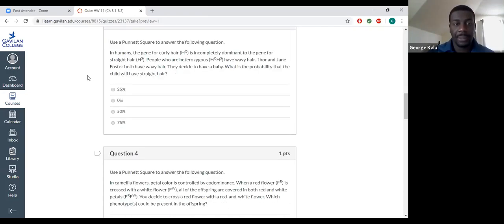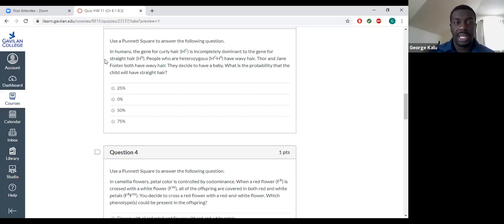So number 3, so here we've got a bunch of Punnett square questions. Number 3 says, in humans, the gene for curly hair, HC, is incompletely dominant to the gene for straight hair, which is HS. People who are heterozygous, HCHS, have wavy hair. So Thor and Jane Foster both have wavy hair. They decide to have a baby. What is the probability that the child will have straight hair? Okay. So we'll go ahead and work all these out, and we'll do the Punnett squares for these. Okay, so everyone's already getting this one.